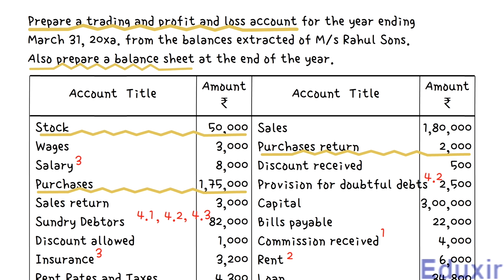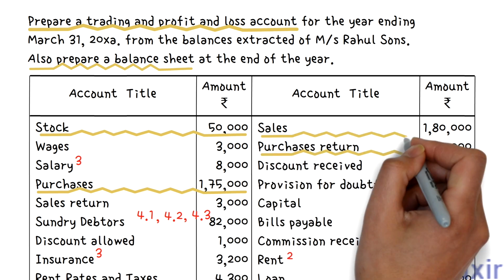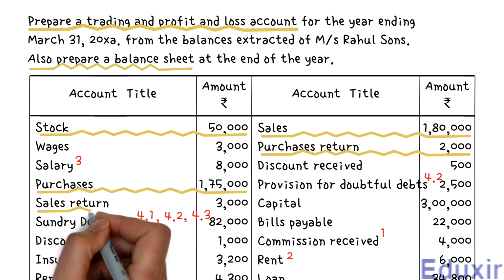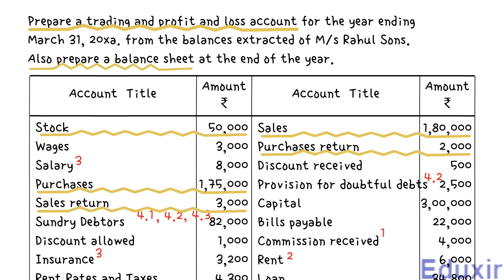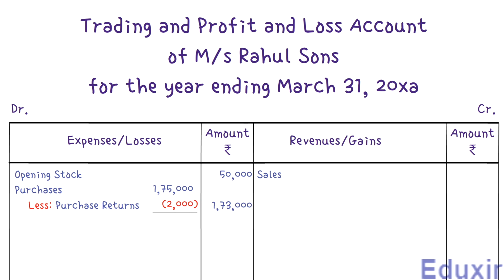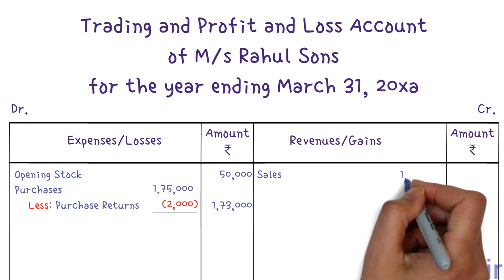The next item that we should consider in the given balances is the sales, whose balance amount is 1,80,000 rupees. Just like purchases, when we are dealing with the sales, we should look for sales returns. Sometimes this is given as returns inwards. So in these balances, the sales returns are given as 3,000 rupees. So let's write sales in the trading account on the credit side.